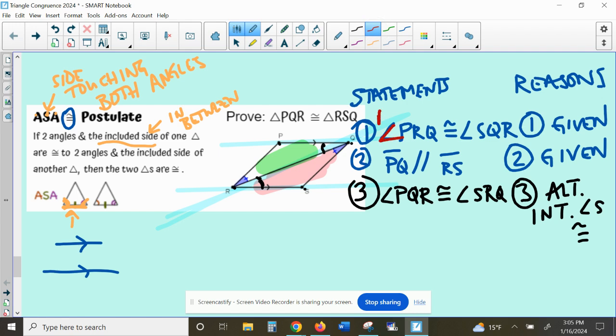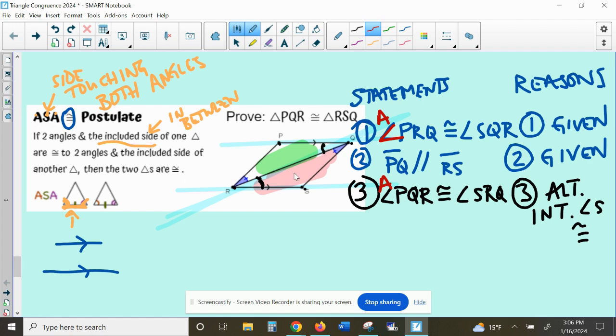That's an A. This number 2 does not count because it's not a congruent statement. This counts because it's an angle, right? 2 angles congruent. So far we only have 2 A's. So we need an S in between those 2 A's.